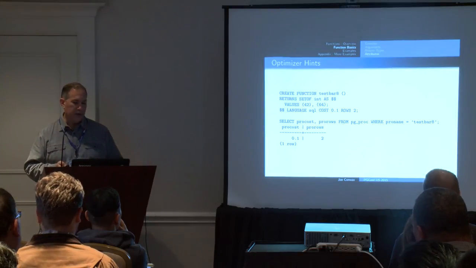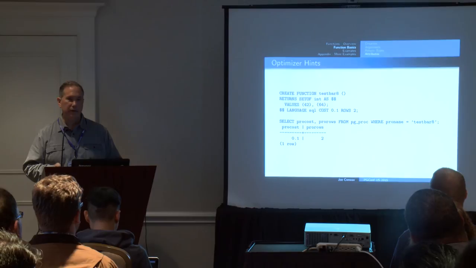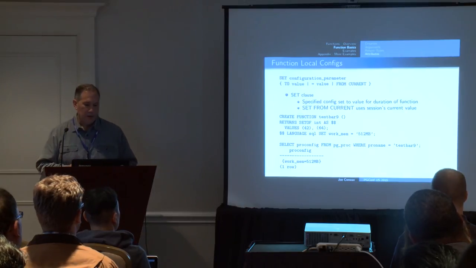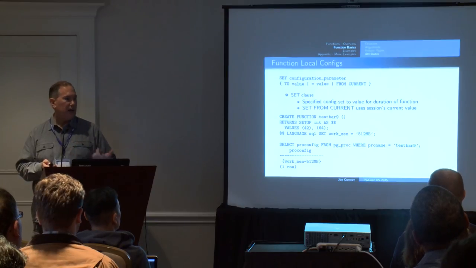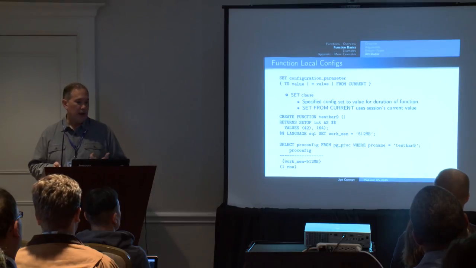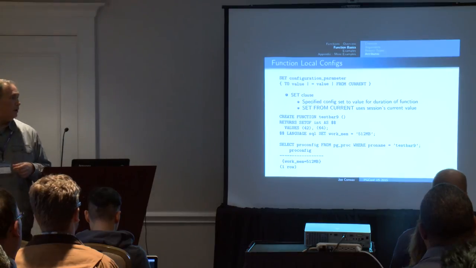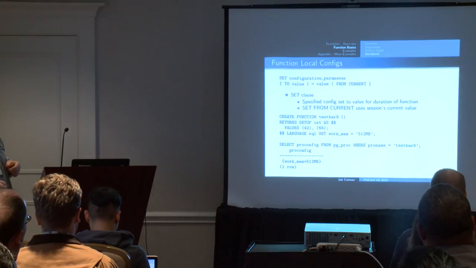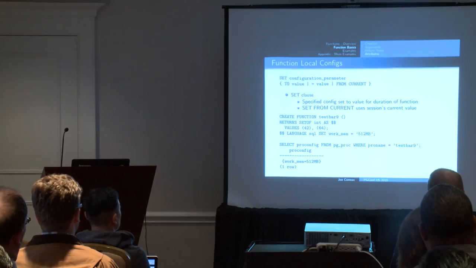And so this query just shows you how you could see what those optimizer hints were by looking in the system catalog for a particular function. I can set a local config, so any config that's able to be changed at session time, I can bind that to a function and have that value apply whenever that function gets called. So in this case, I want this particular function to always execute with a work mem of 512 meg. And this query will show you how to prove to yourself, by looking in the system catalog, that I've set work mem to 512 for this particular function.